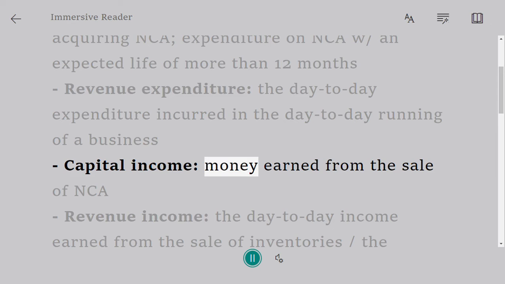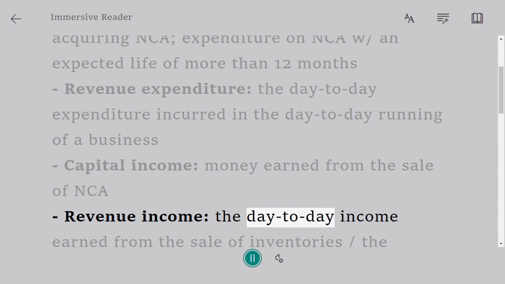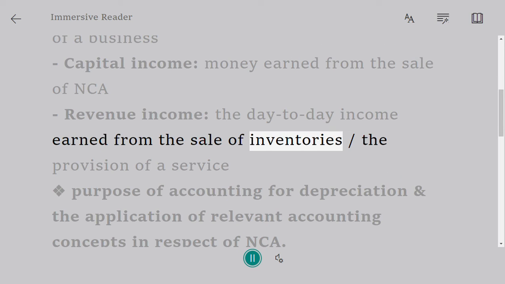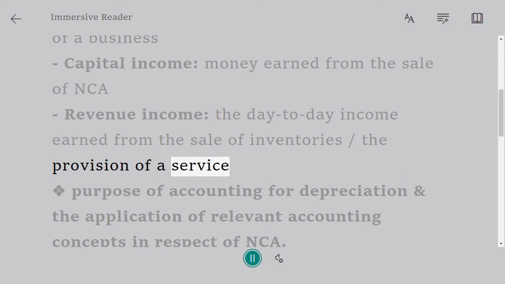Capital income is money earned from the sale of NCA. Revenue income is the day-to-day income earned from the sale of inventories or the provision of a service.